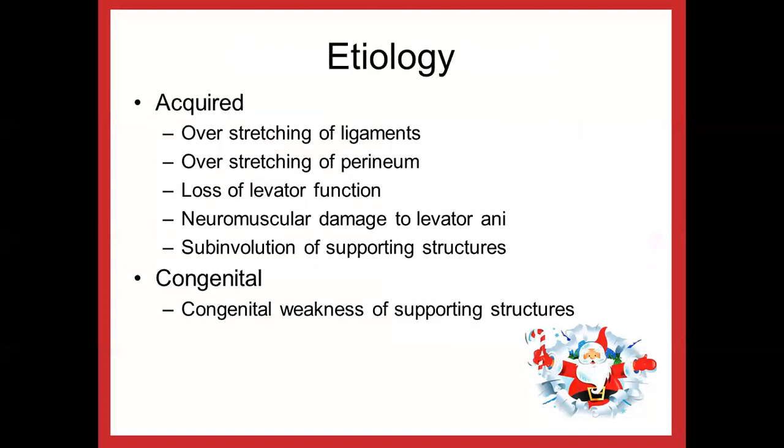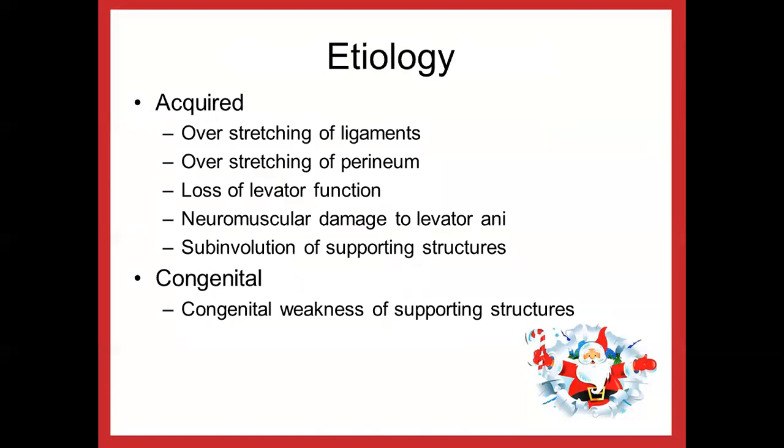What is the etiology for this? The etiology includes acquired and congenital causes. Acquired includes overstretching of the ligaments or the perineum, for example during normal delivery. Whenever there is overstretching of the ligaments and the perineum, they lose their elasticity and fail to hold the uterus in the normal position.